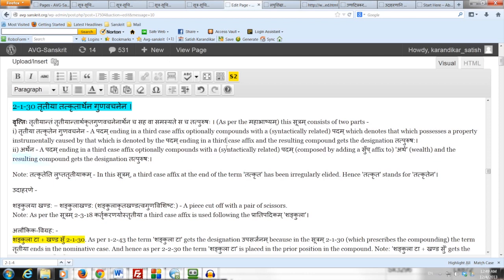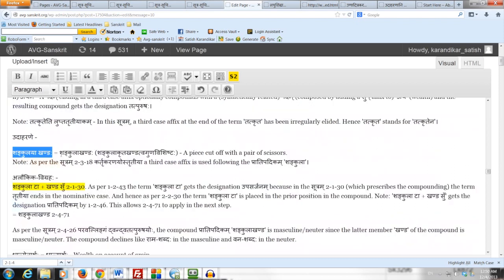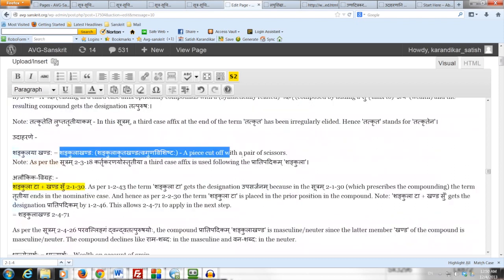Okay, let's look at a couple of examples here. Shankulaya Khandaha. Shankula Khandaha. A piece cut off with a pair of scissors. Meaning Shankula Krita Khandatva Guna Vishishtaha. So it is that which possesses the property of piece-ness, a property which is caused by the Shankula, the pair of scissors, which is the instrument that caused that property of piece-ness.